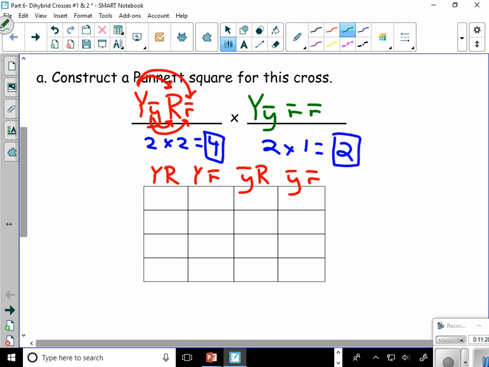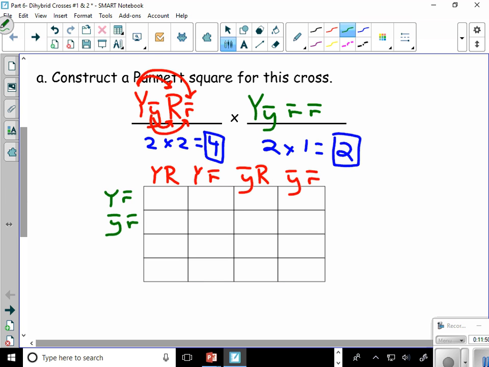Big Y, what else? Little r, and little y, little r. Can you see that? Do you understand? Dylan, you understand how we got that? Olivia? Understand how we got that? What about back there, Miguel? You okay with how we got that?